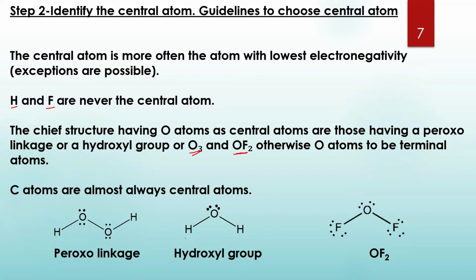So this is a hydroxyl group: oxygen connected to hydrogens. The peroxyl linkage is this: two oxygens connected to each other. This is the peroxyl linkage. So these are the only cases where oxygen acts as the central atom. Carbon atoms are almost always central atoms.